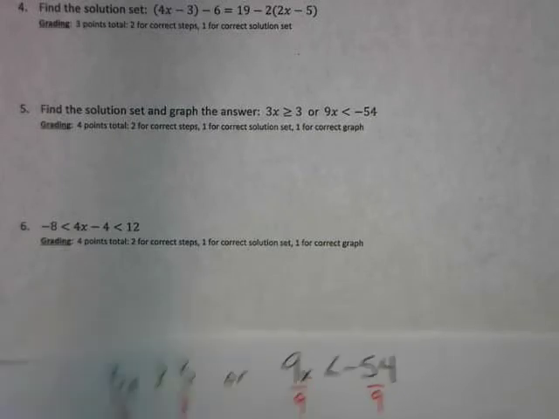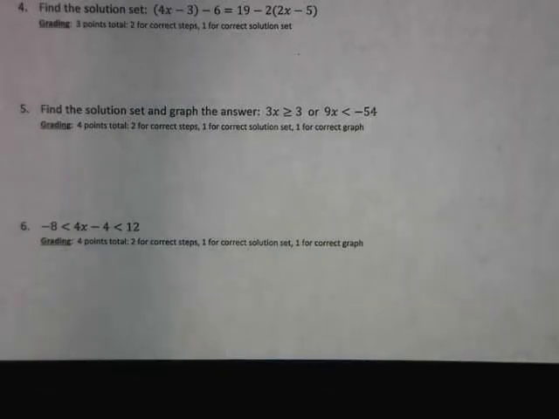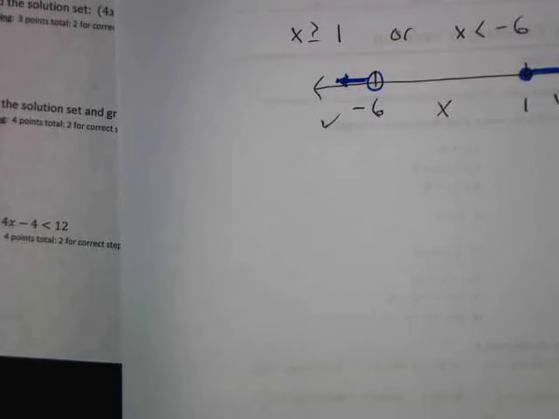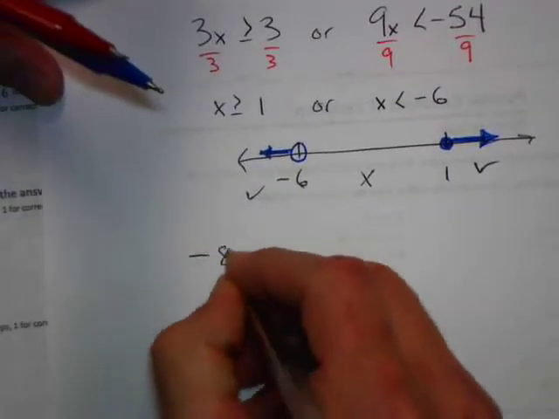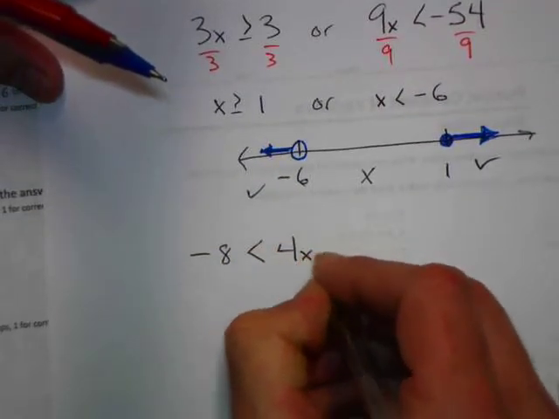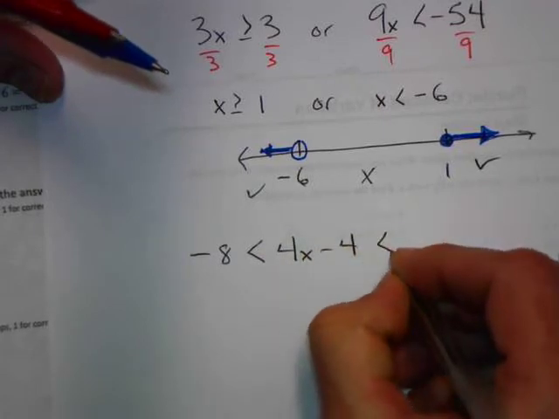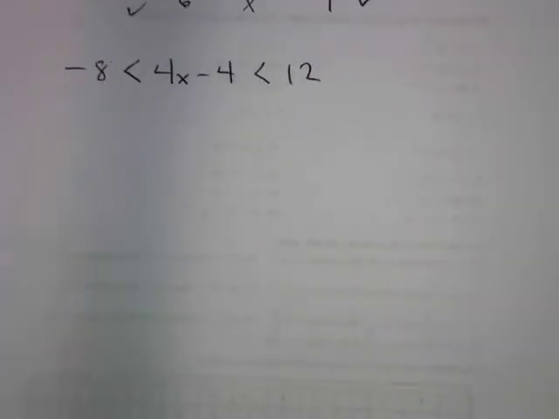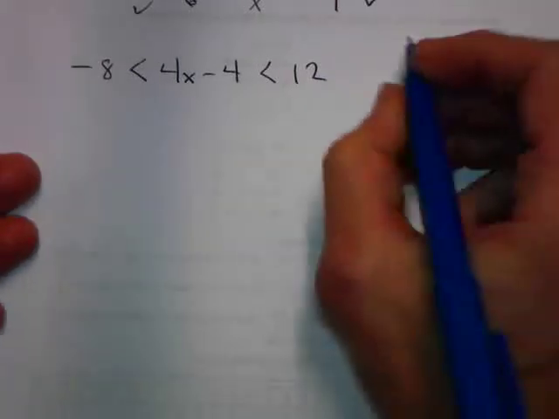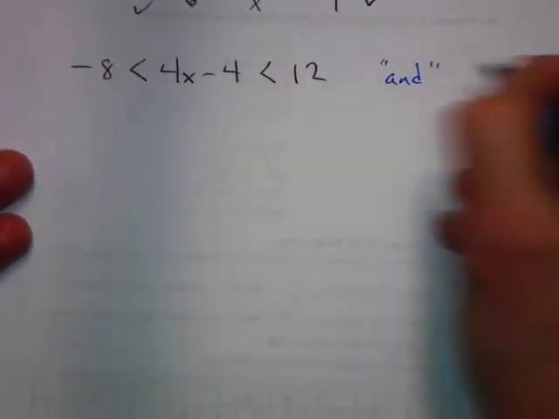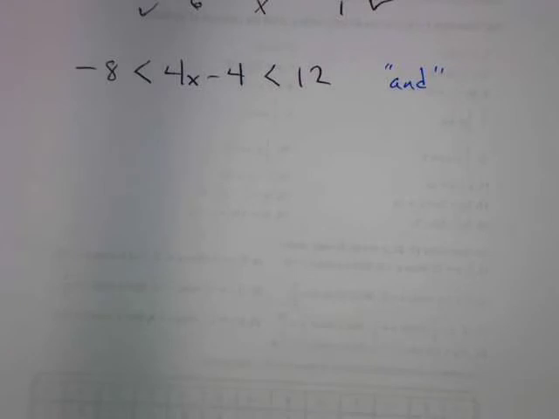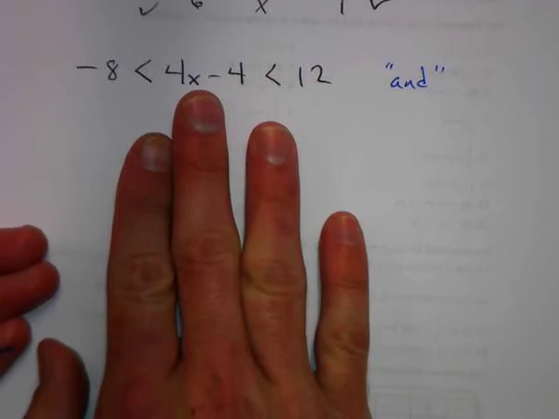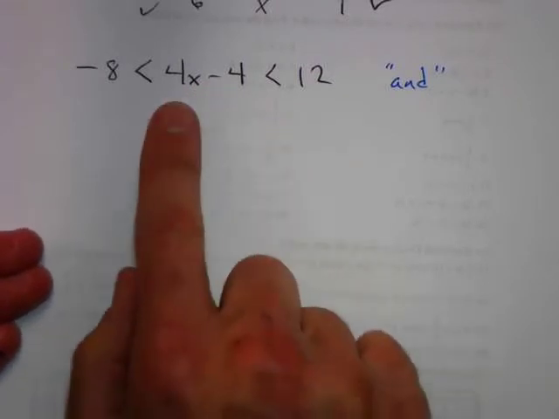So now that brings us to number 6. When we look at number 6, we have negative 8 is less than 4x minus 4, which is less than 12. So we have another compound inequality, but this time it's kind of smushed together. And if it's smushed together, it's automatically an and compound inequality, automatically. And the way we approach this is the same way we approach any equation. We identify our variable, and we undo all the things that are happening to it.